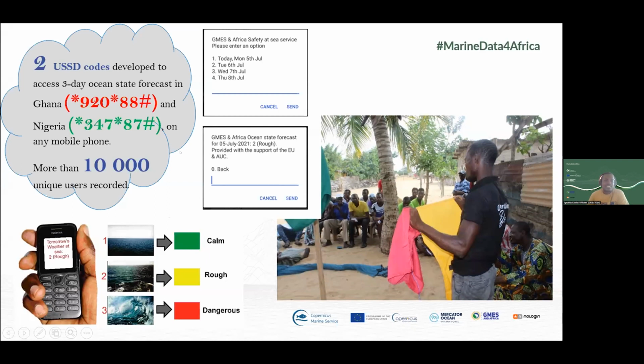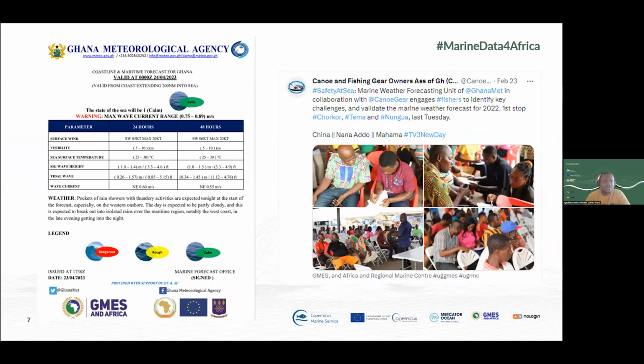And it's important to note that all these short codes are free, and once you dial them, it doesn't come with any cost to the user. So far, we have more than 10,000 unique users actually accessing this product on a daily basis. At the national level, it has also been integrated into daily forecast reports by the national meteorological agencies.